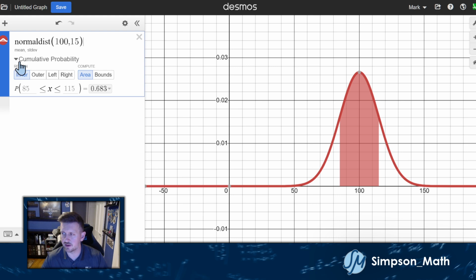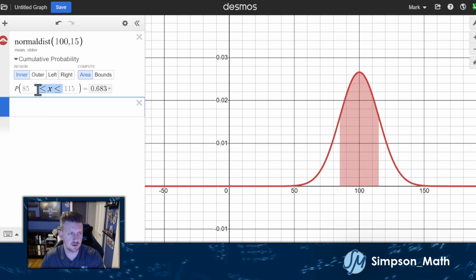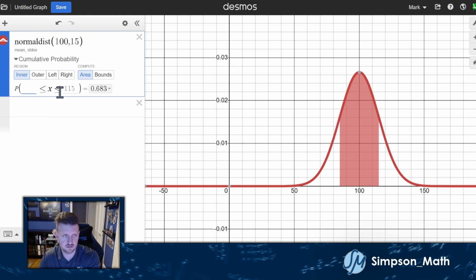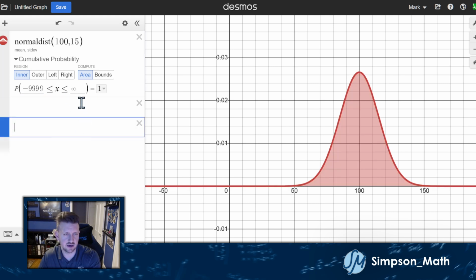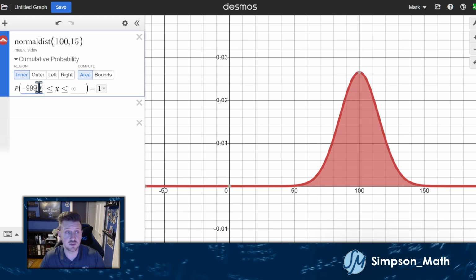Let's toggle open the cumulative probability. Cumulative is because it's accumulating. A reminder that the area under the curve adds up to 100%. So if I put in negative 900 to positive 900, actually I can just delete them. Desmos lets me just have infinities. Fine, negative infinity to positive infinity. Notice that adds up to 1.